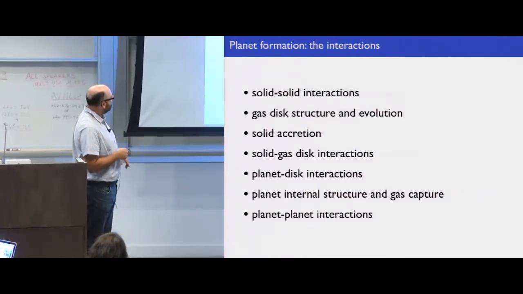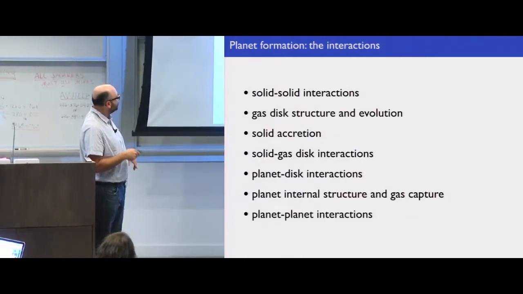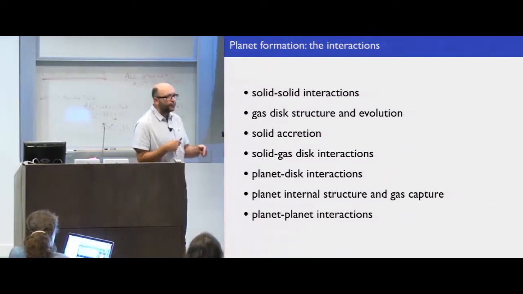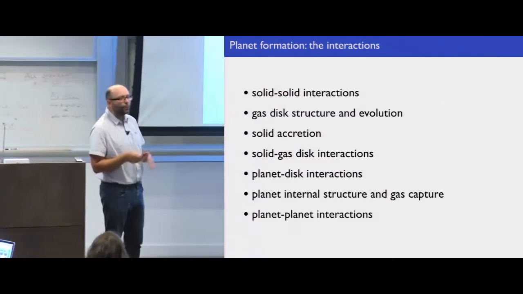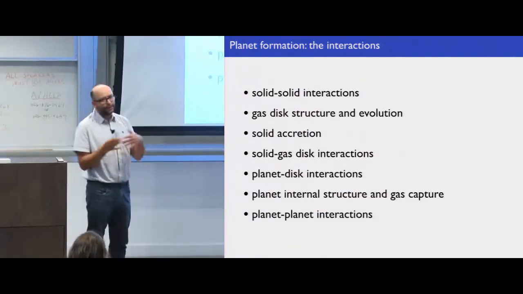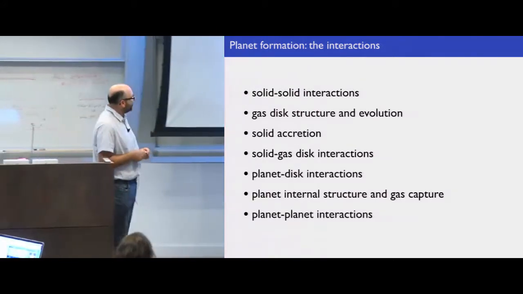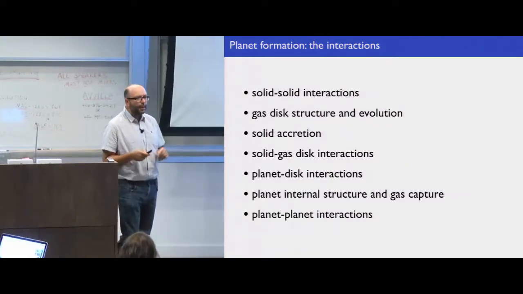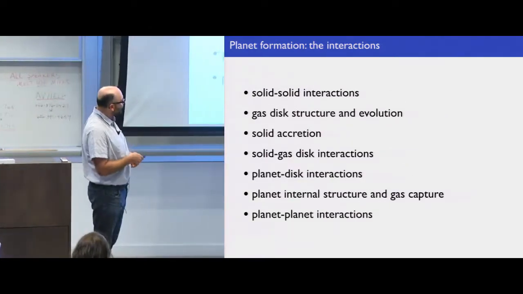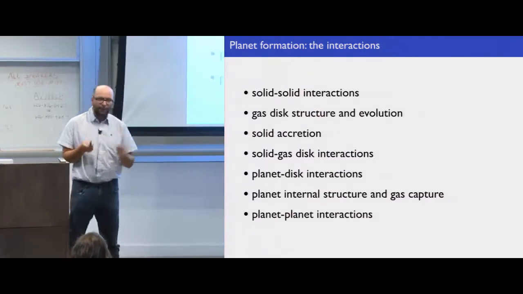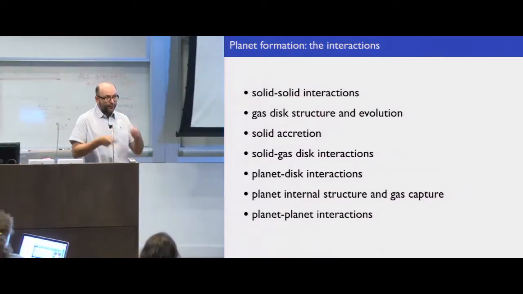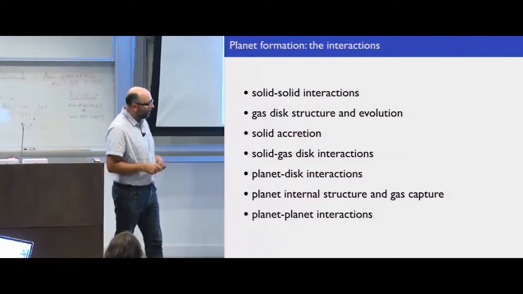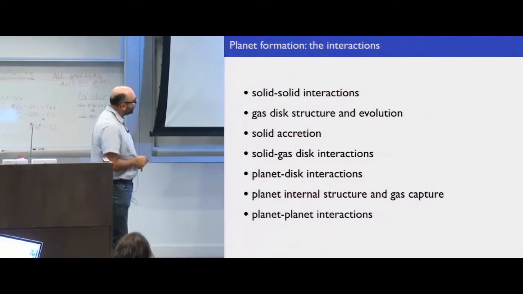And finally, we need to know the internal structure of planets when they form, because this internal structure will govern how much gas is accreted. So will you form a Neptune mass planet or a Jupiter-like planet? And finally, planet-planet interactions are important not only because of gravity, but because the planets that form in the same system compete for the accretion of mass. So they want to accrete the same food, the same solids, and the same gas. And so you need to include this competition in a model.